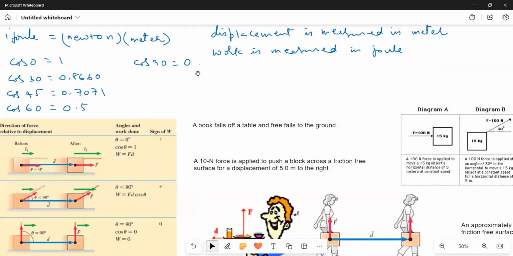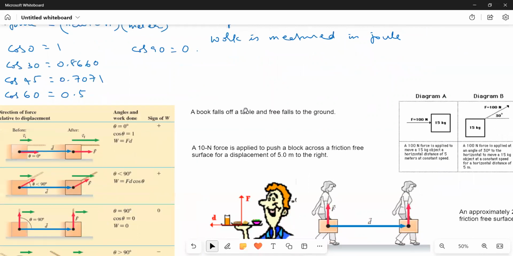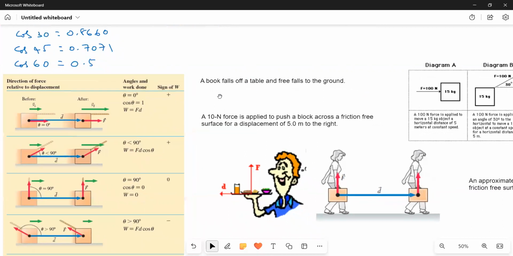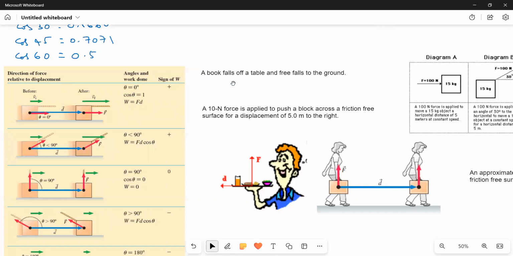Now let us see the first example: a book falls off a table and free falls to the ground. What is the work done? Here the book is falling freely under the force of gravity. Therefore, there is some work done on the book by gravity, because the book is freely falling under the influence of gravity.